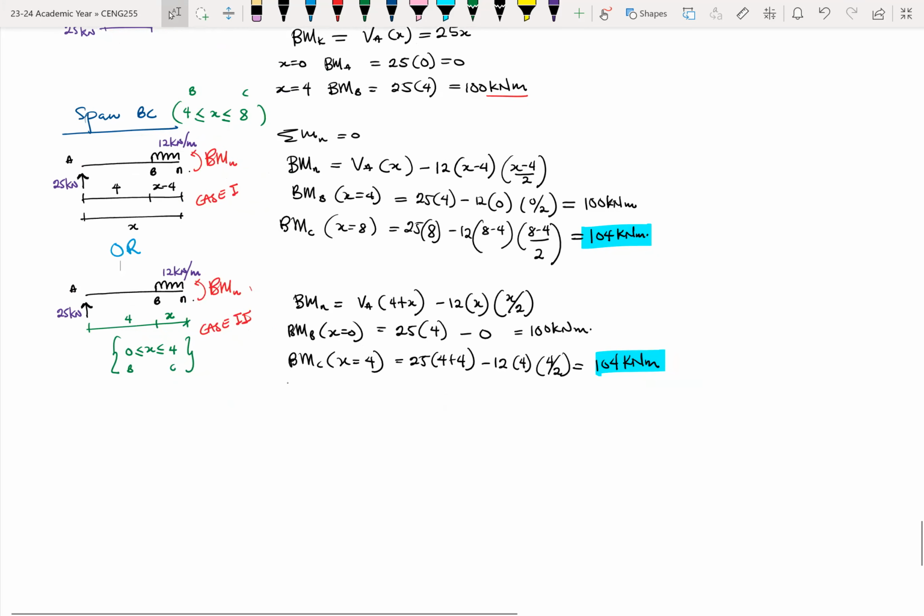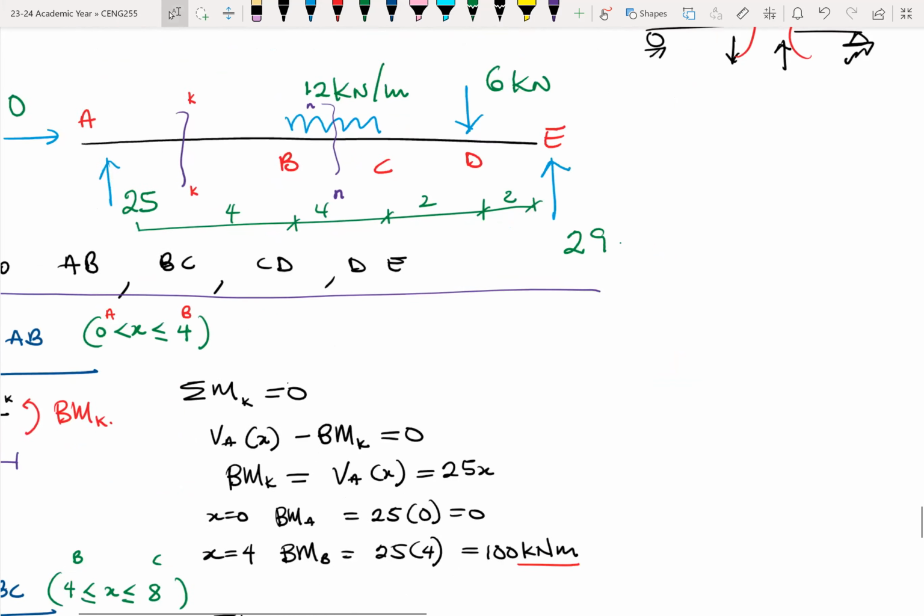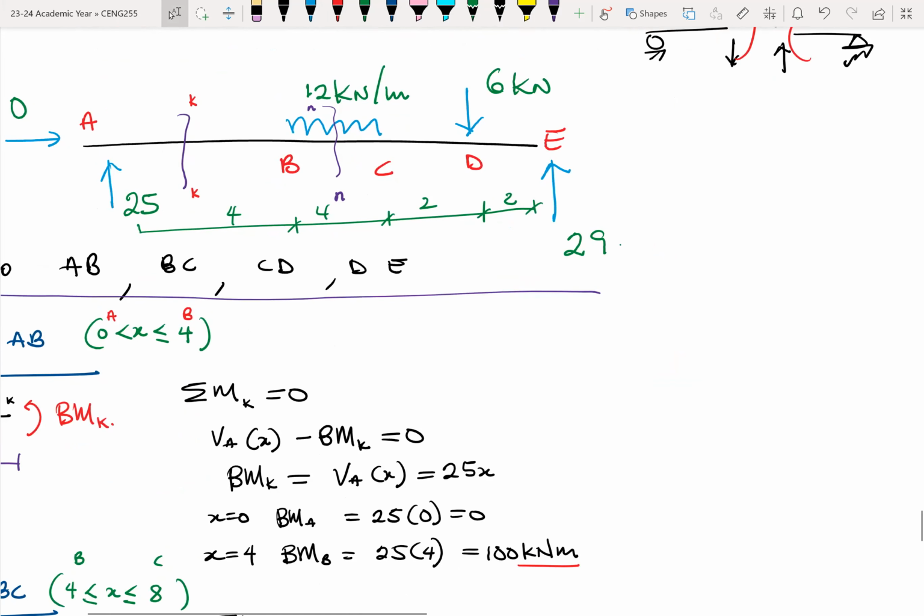Now let's look at the other section, which is span CD. So for span CD, we are looking at somewhere between C and D. So between C and D, let's cut a section again. So this is P.